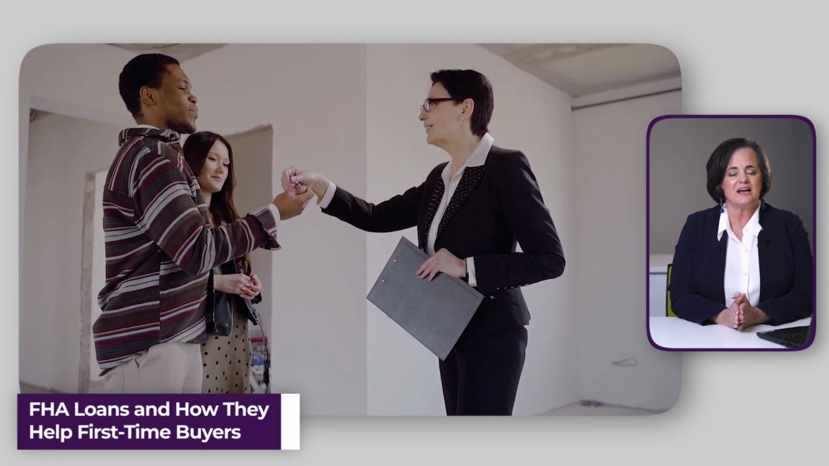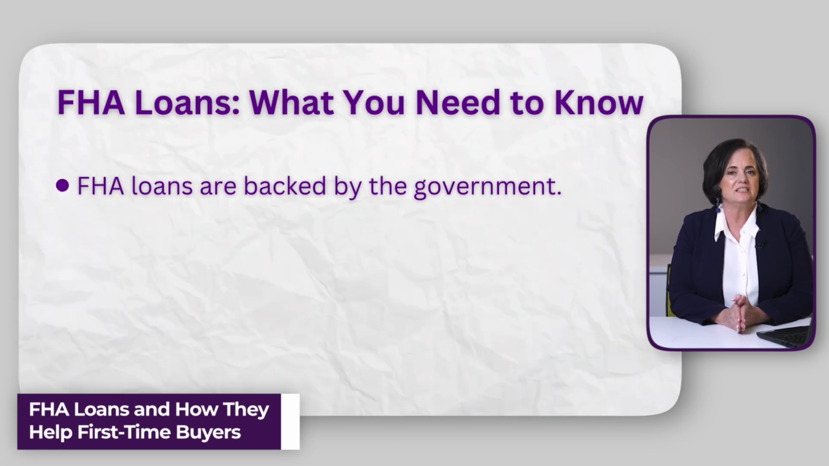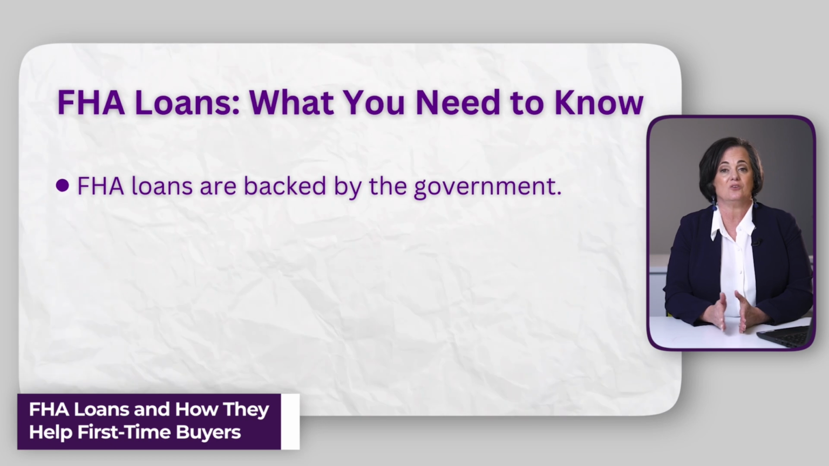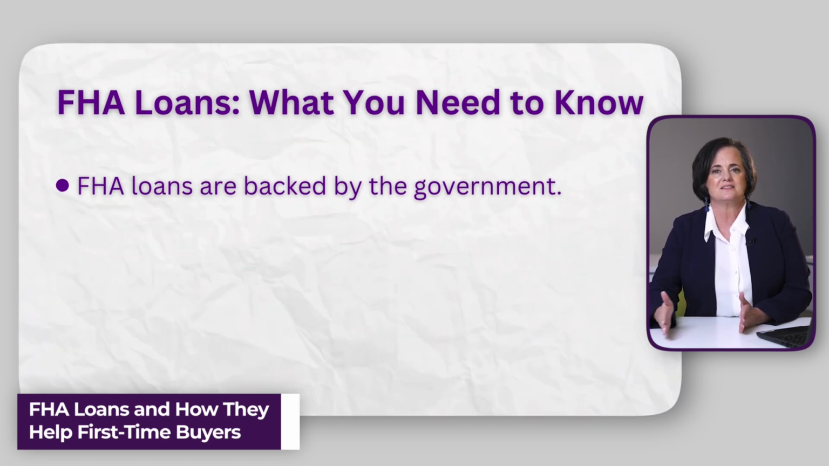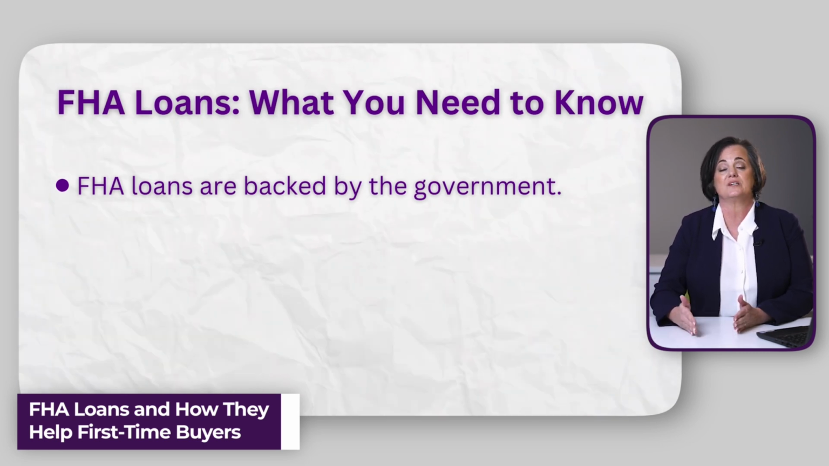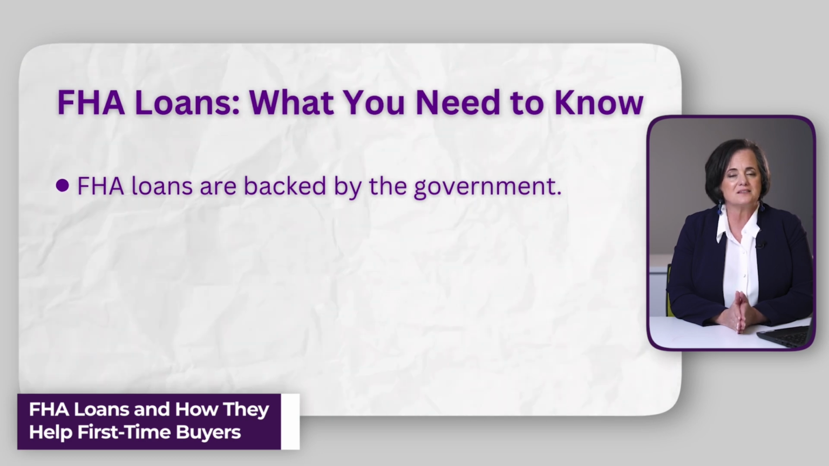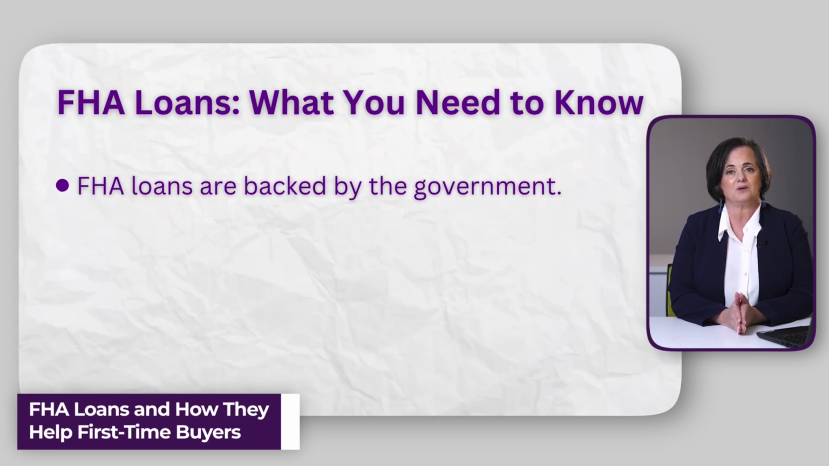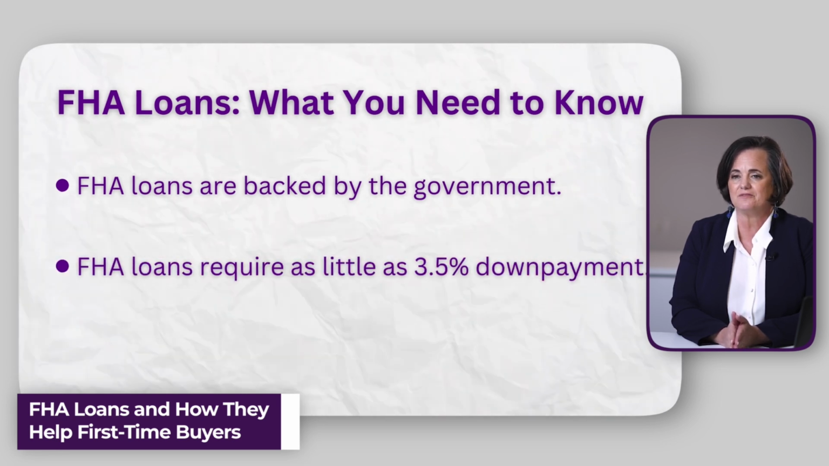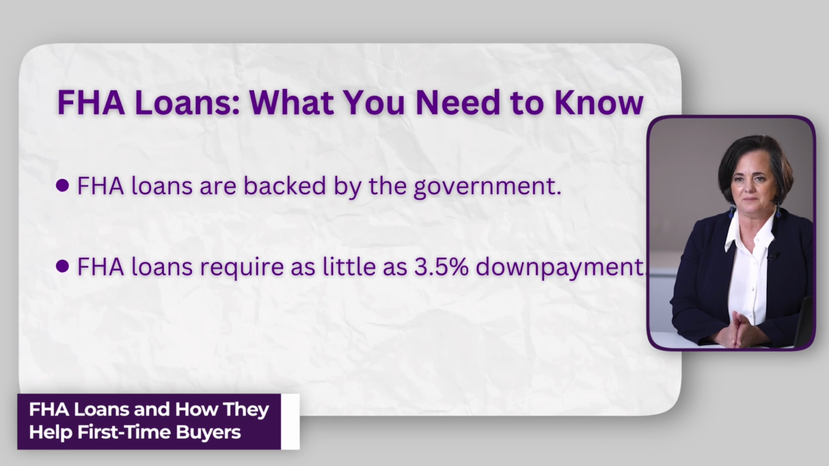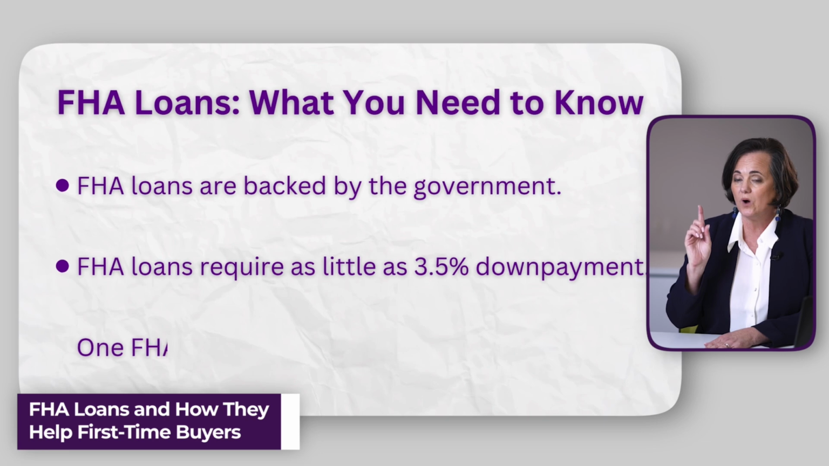Now, FHA loans have limits. It depends on the county in which you live. And usually every year the limits will change and they'll usually increase because as time goes on, average home prices will increase over time. So be sure to check in your county what the maximum loan amount is that might be applicable to you. FHA loans require as little as 3.5% down payment.